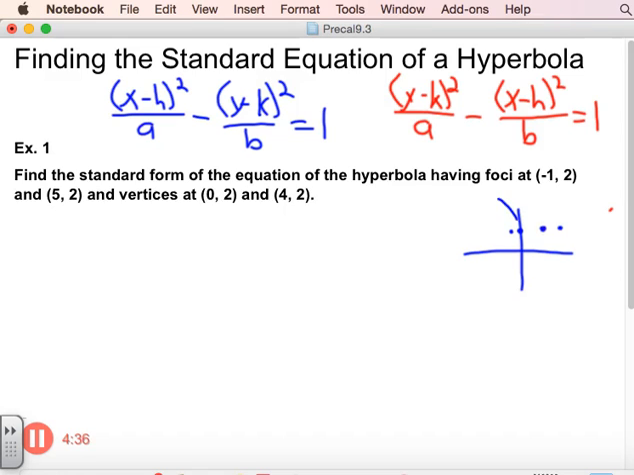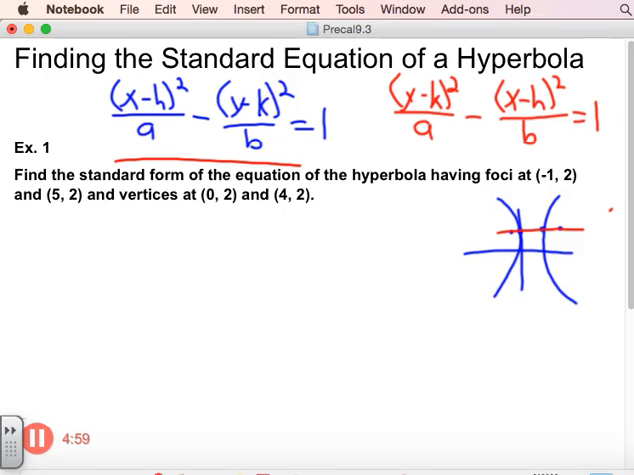So that's going to mean our hyperbola looks something like that, because those are our vertices, and then the foci are inside of each part of the hyperbola. So that just gives a little sketch, an idea of what our graph's going to look like. Now, since our transverse axis, you can see, is horizontal, then the x is going to be positive. So we're going to use this formula right here.